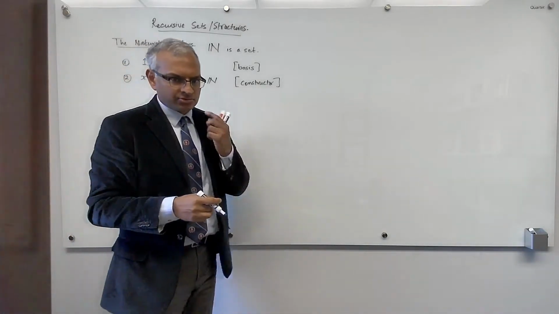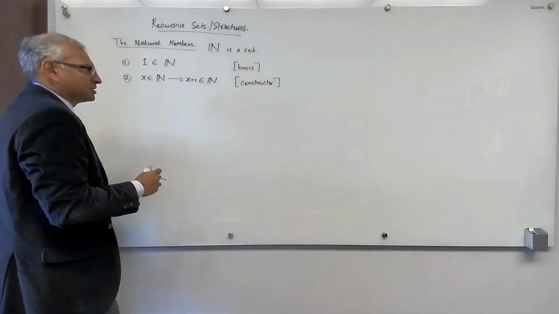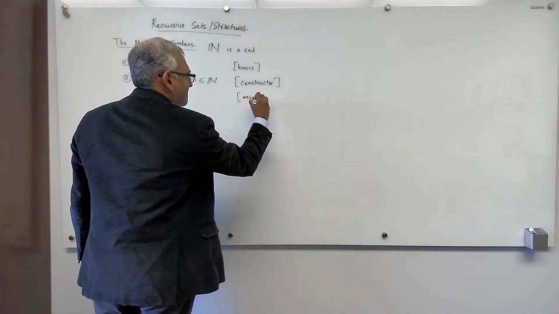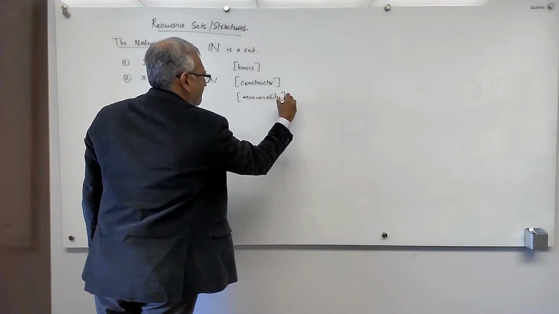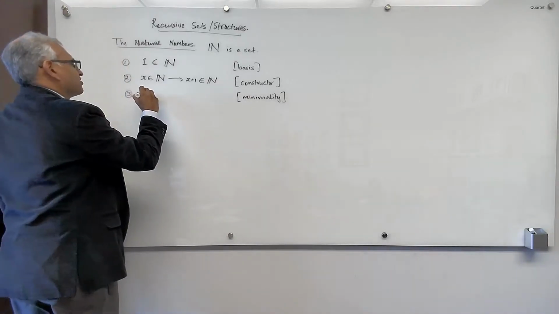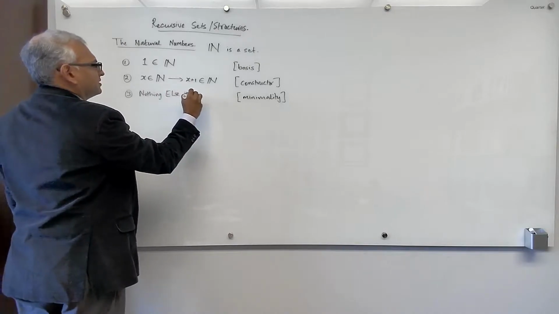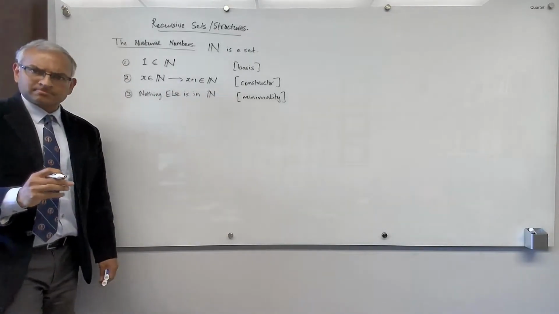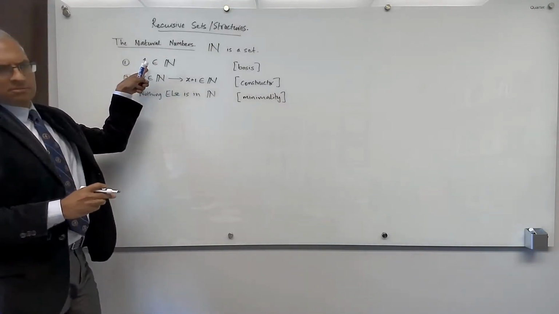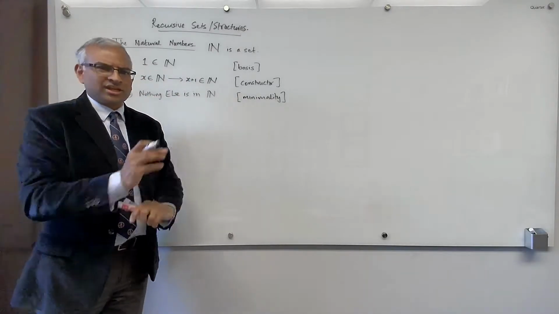Now, for reasons that you'll see shortly, we add one more clause, which is called the minimality clause, or sometimes the extremal clause. Minimality basically says nothing else is in N. So in other words, if something is in N, then it must either be coming from the basis case or it must have been constructed using the constructor rule. Nothing else is in N.